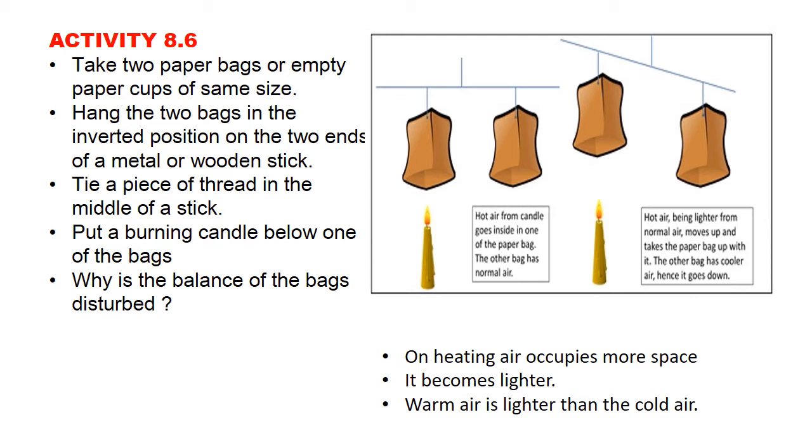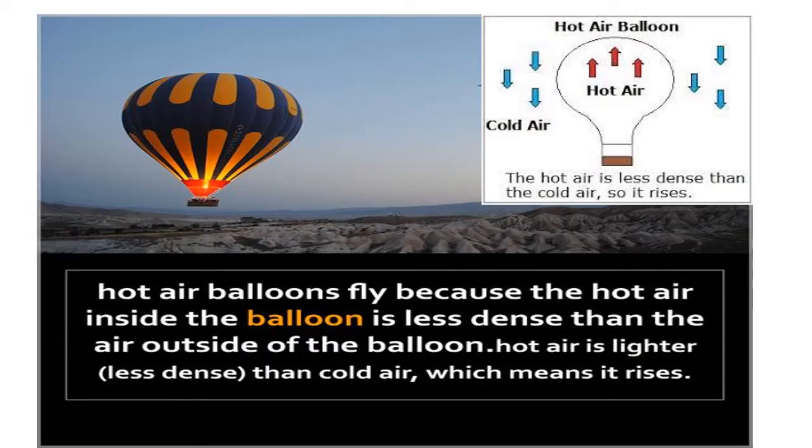Okay. So what do we understand? We understand 3 things. On heating, air occupies more space. It becomes lighter. And warm air is lighter than the cold air. These are the 3 things that we understand.